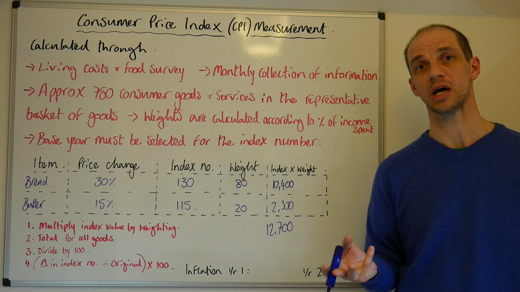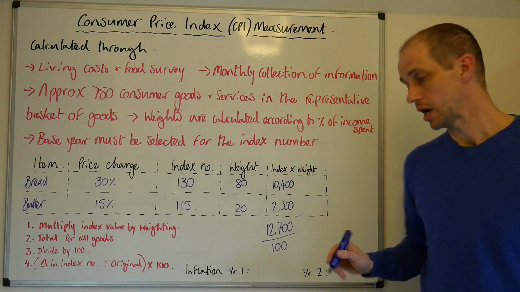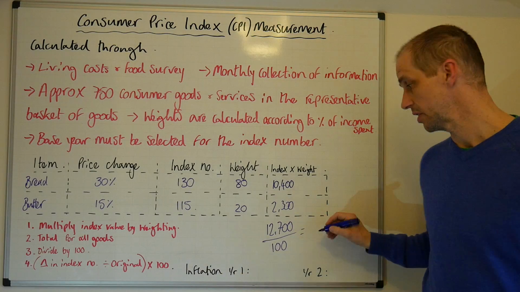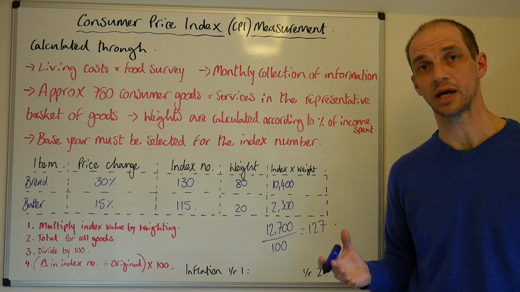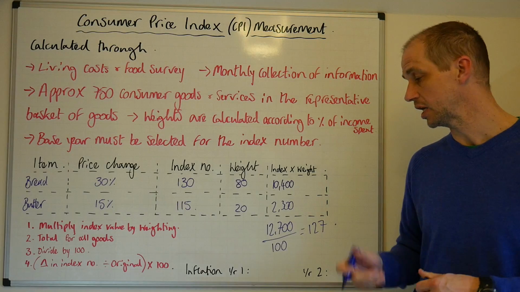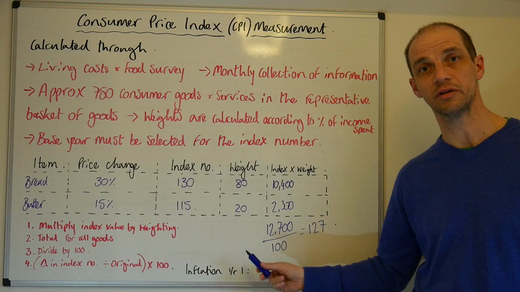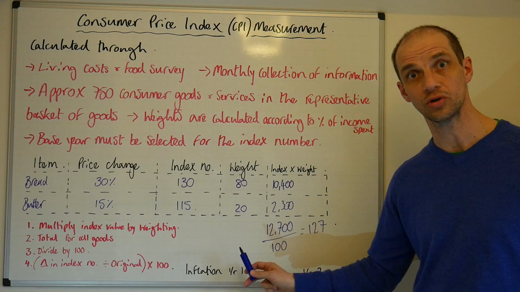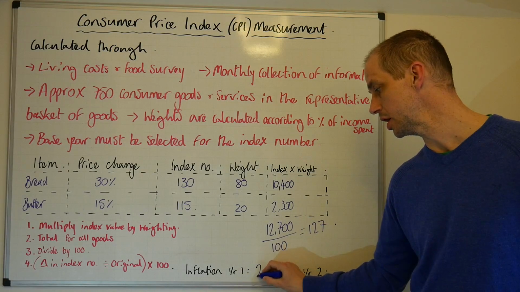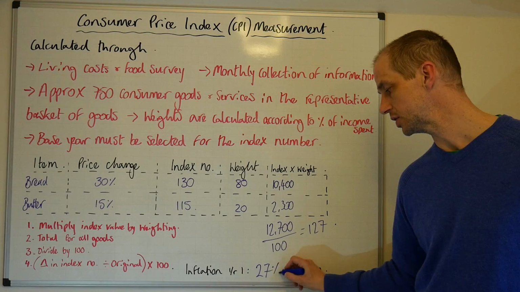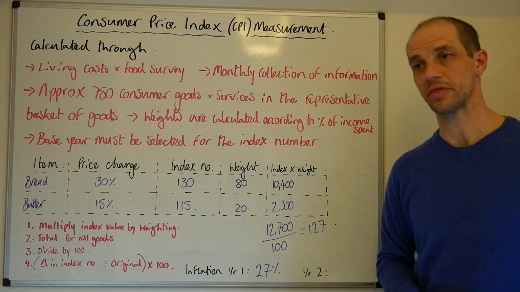Okay, so given it's an index, we now must divide this by 100, and if we divide that by 100, then we can see that we end up with 127. Okay, so that is our rate of change from the base year. So this would tell us that given inflation has risen from an index number of 100 up to 127, the inflation in year one for these two goods is 27%. Okay, so that's 27% there.